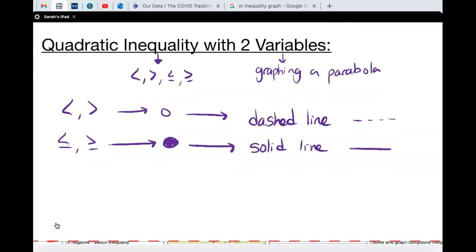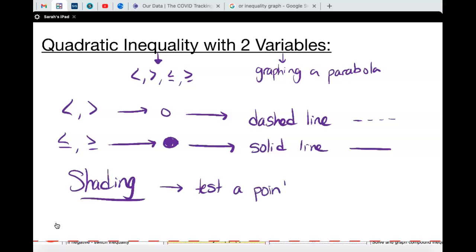Okay, the second part that we have to do is shading, which I don't think anybody liked the last time we did shading. It honestly wasn't that bad. So you have to test a point not on the parabola. Most of the time we pick the point (0, 0) because that's the easiest point to do, unless (0, 0) is on your parabola, then you can't use that point. We have to test the point and figure out, is this creating a true statement or a false statement? We always shade on the true statement. So either we're inside the parabola or outside the parabola.